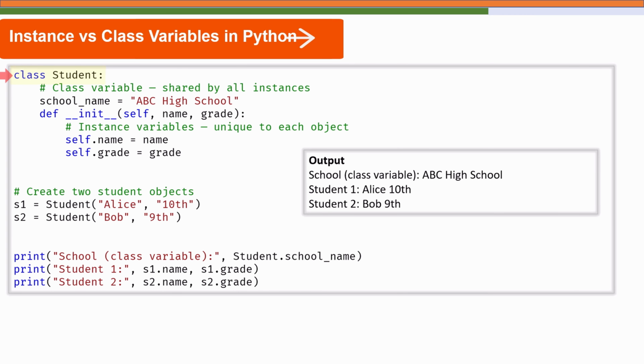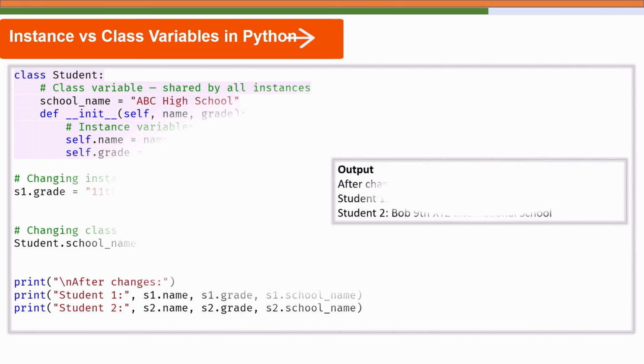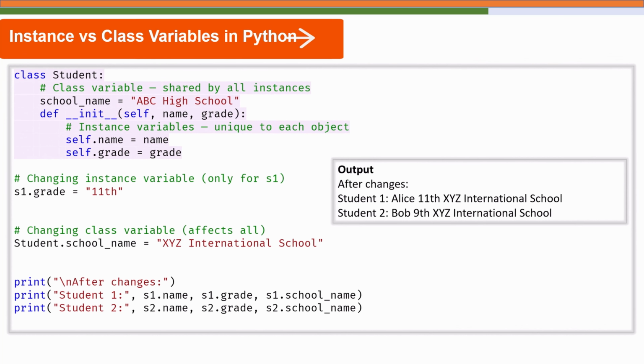Here is a simple class named Student. It has one class variable, that is school_name, and two instance variables, name and grade. When we create two objects, s1 and s2, each one gets its own name and grade, but both share the same school name, that is school_name. Now watch what happens when we change the s1.grade value.